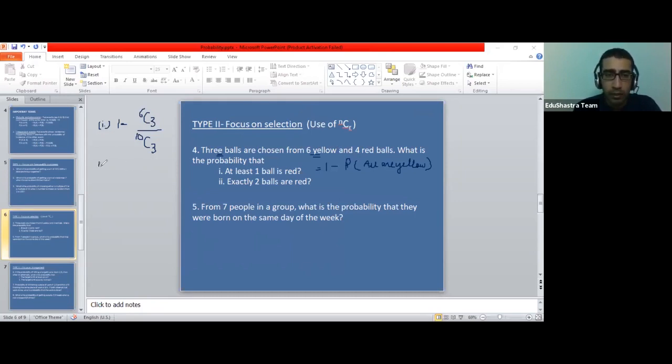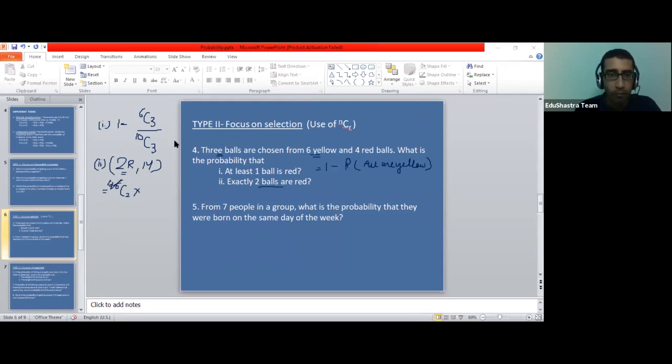Any problems with question 4 part 2? You want the probability that exactly 2 balls are red. So essentially what you want is the probability that 2 are red and 1 is yellow. Exactly 2 red means 2 red, 1 yellow. So from the draw of 3 balls, getting 2 red would mean from 6 yellow getting 2, so 6C2 ways. And from 4 red, oh, sorry, this is not 6, this is 4.